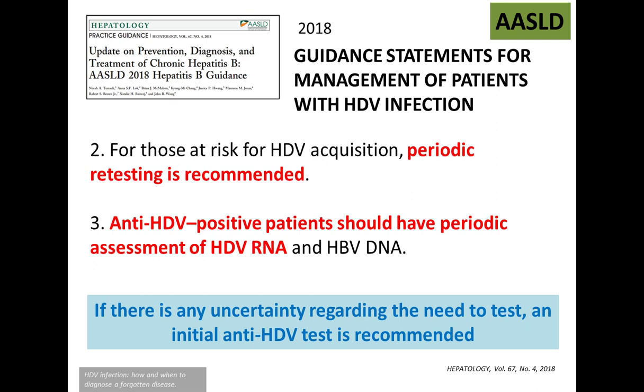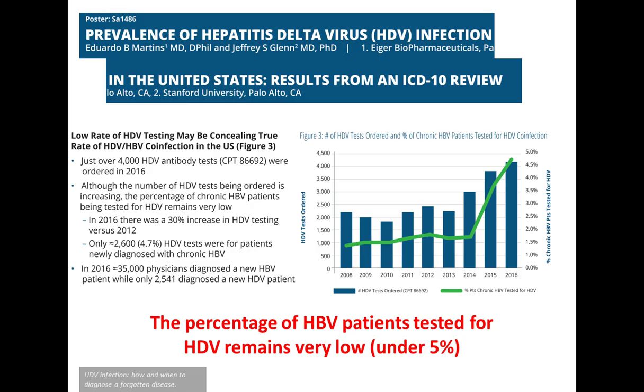In these American guidelines, they also reinforce the need of periodically retesting those patients at high risk of Delta infection. For those with antibodies, they also recommend a periodic assessment of RNA of the virus. And finally, the document says that if there is any uncertainty regarding the need to test, an initial test of anti-HDV is recommended.